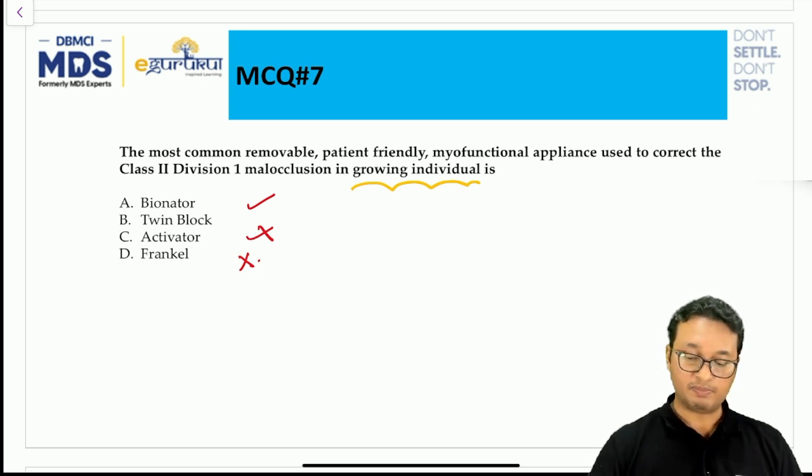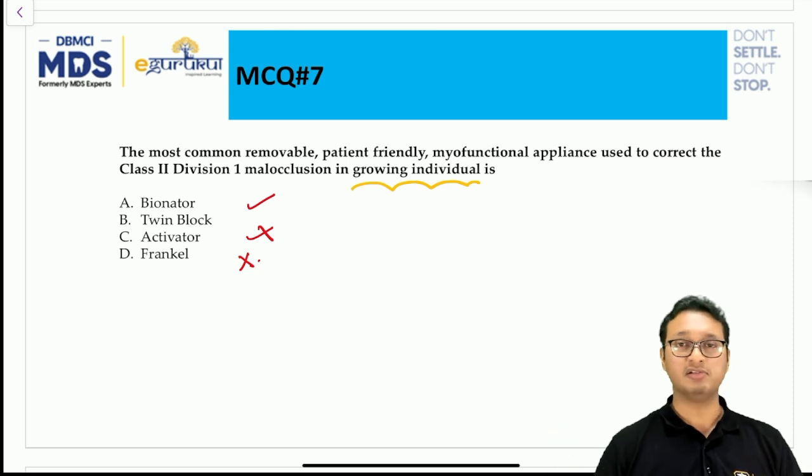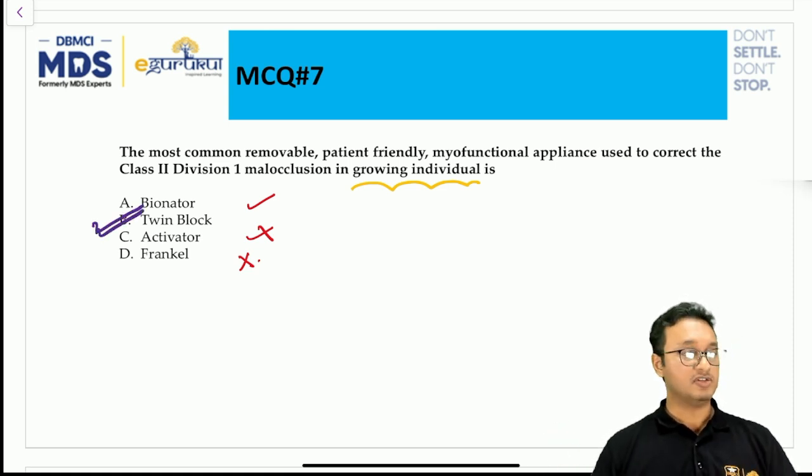But if you compare Bionator with twin block, clinical experience says and even data also says that it's the twin block which is universally more patient friendly and more clinically accepted as compared to the rest of the myofunctional appliances, as I have described above. It is easy to wear, easy to tolerate. It does not cause any loss of degree of freedom of the mandible. The speech is not affected.